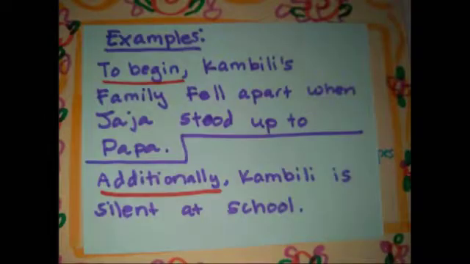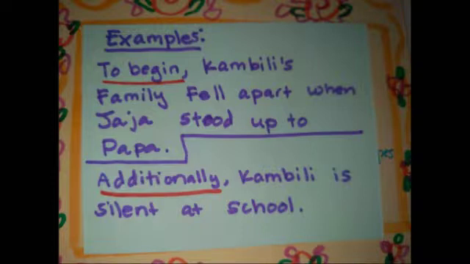All right, so one example of a good topic sentence is: to begin. That's our transition. So your topic sentence should start with a transition. To begin, Cambili's family fell apart when Jaja stood up to Papa. So as a reader, this is telling me that this paragraph is going to explain to me Cambili's family, how it fell apart, and what Jaja had to do with it.